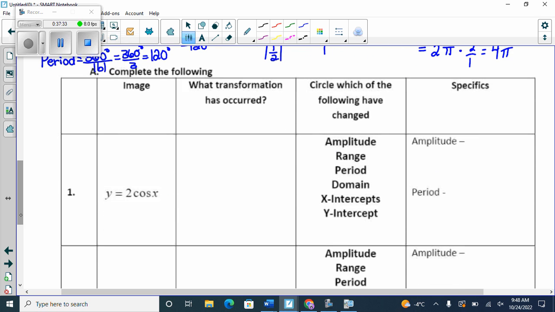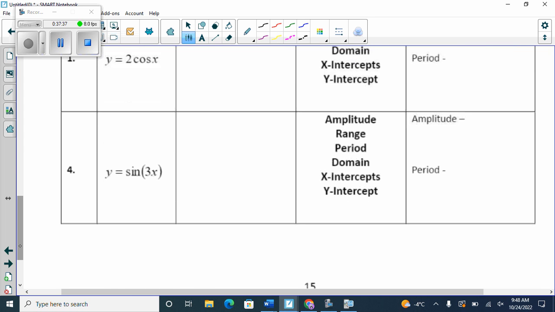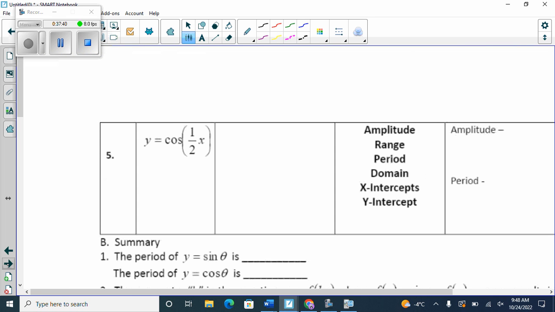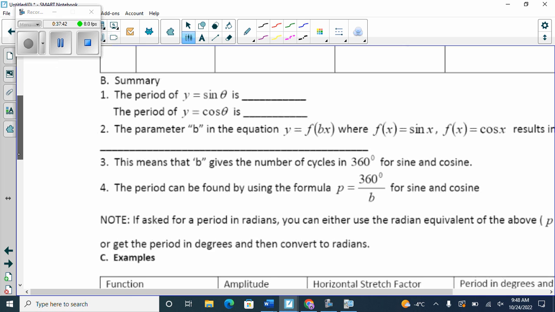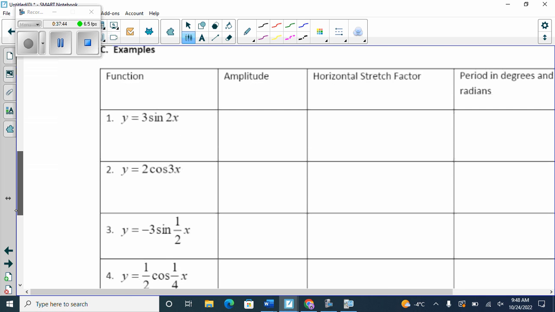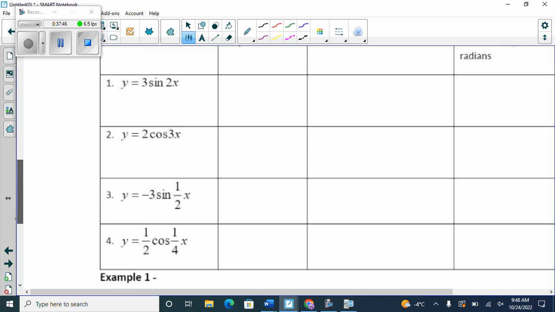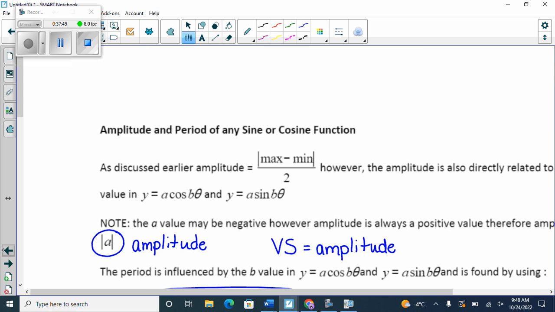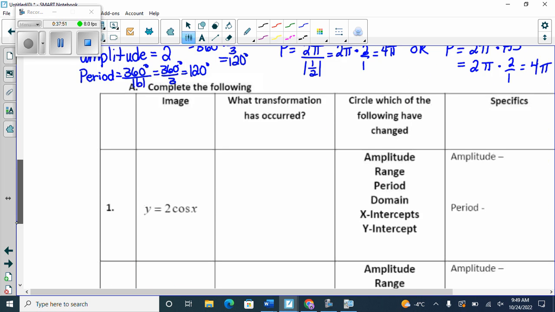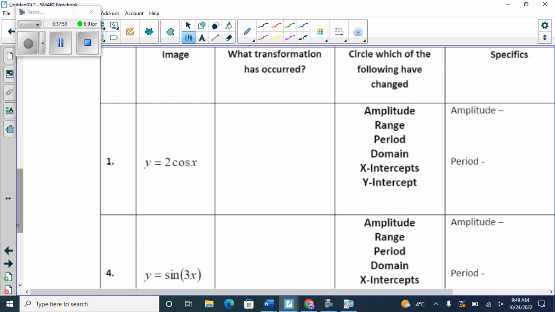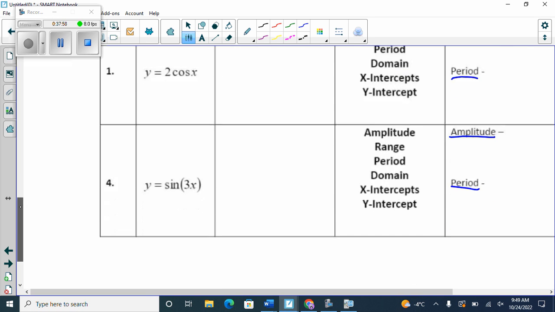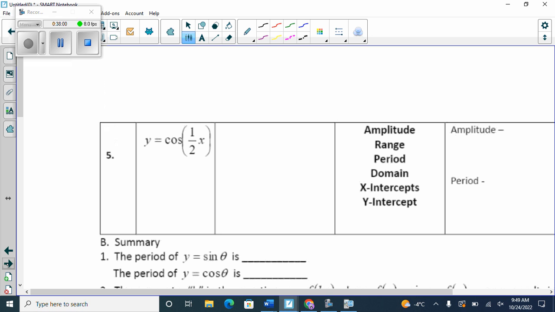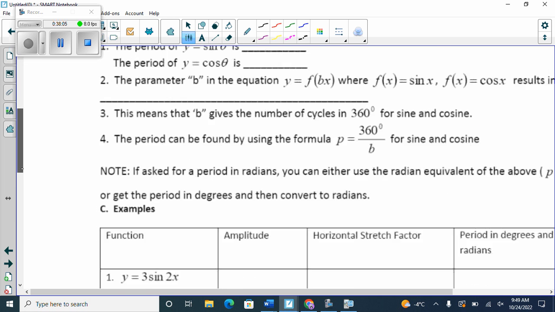So we're going to look at 2 cos x. And we're going to look at y sine 3x. And we're going to look at cos 1/2. Do you see those? I think there's some down here. And these ones? I want you to answer them. And we're going to do the transformations tomorrow. So I literally just want you to do amplitude period. Amplitude period. That's all I want answered. And then for tomorrow, amplitude period. Nothing else answered. Don't want anything else filled in. Don't really care about this. We're going to fill it in tomorrow.